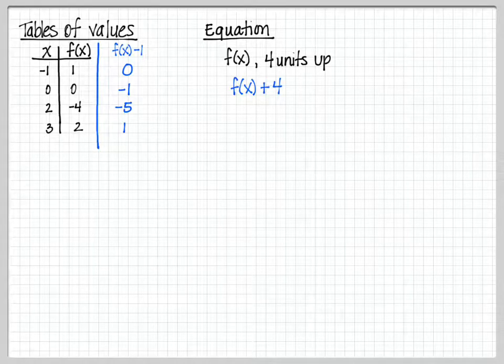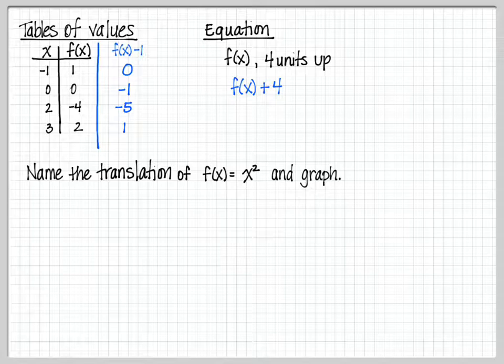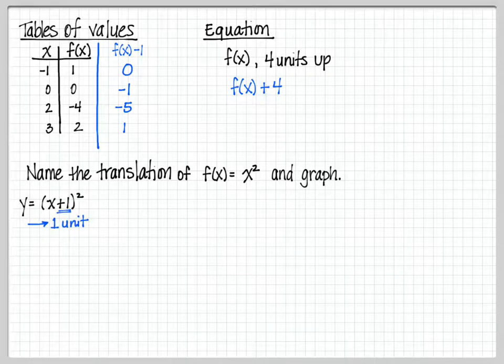If it has an equation, and I'm asking you to write me an equation of a function that goes 4 units up, well, we'd write the function f of x plus 4, and this would be going up 4 units. The next one is if we want to name the translation of a function. This is the function x squared, which is going to be a parabola, and graph it. So this was the equation that we were given, and we're supposed to name what happens to x squared.